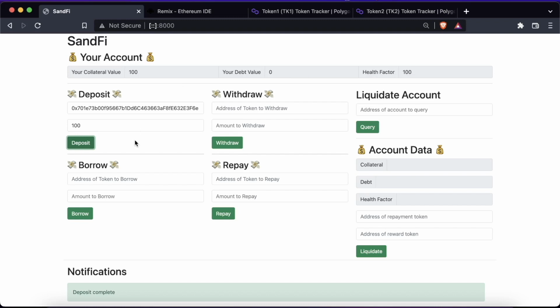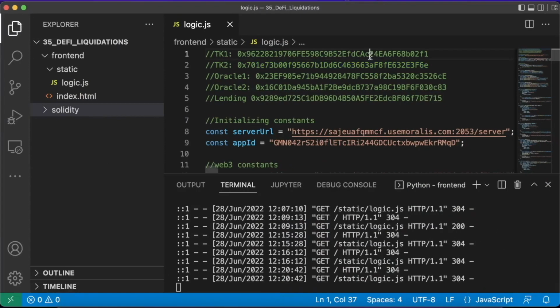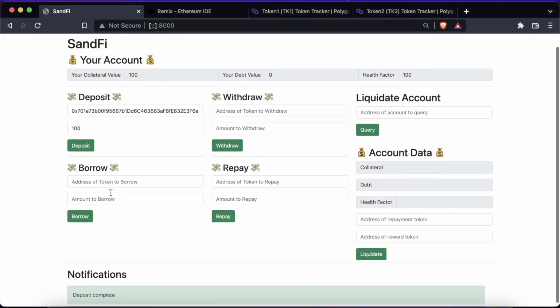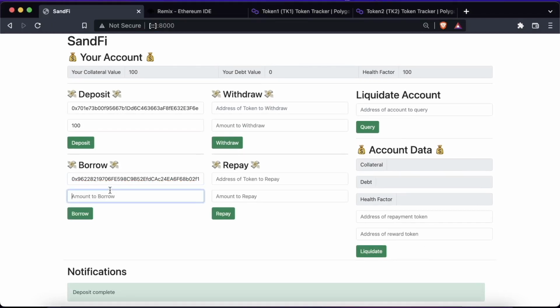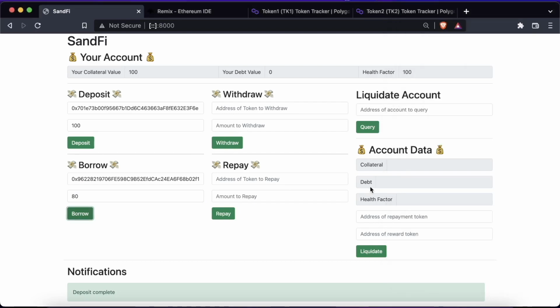Now let's say that this person wanted to borrow, and we're going to borrow the maximum that it's going to be able to borrow right now, which is 80%. So we are going to borrow 80, but we're going to borrow that in the other token 1, which has liquidity because our primary account actually deposited that one. So we're going to borrow 80. We wait. So right now the borrow operation is here, and we have borrowed all the tokens that we were able to borrow.